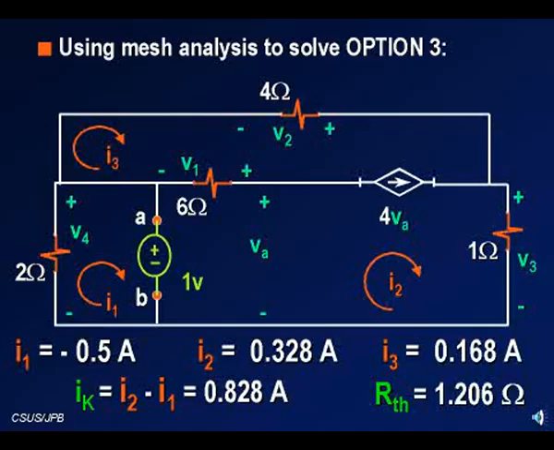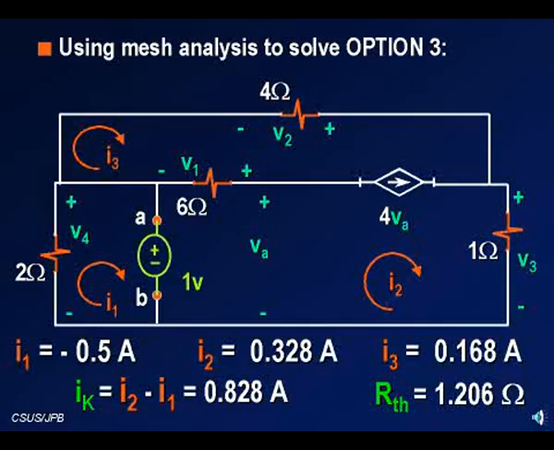And then again, I go ahead and solve using mesh analysis for I1, I2, and I3. What I'm seeking is the current Ik, which is the current going through the 1 volt source. So the current Ik is equal to I2 minus I1. So once I solve my mesh problem, I get the value for Ik, and then automatically the Thevenin resistance is just 1 volt divided by Ik. And of course, I get the same answer that I got in options 2 and 3.